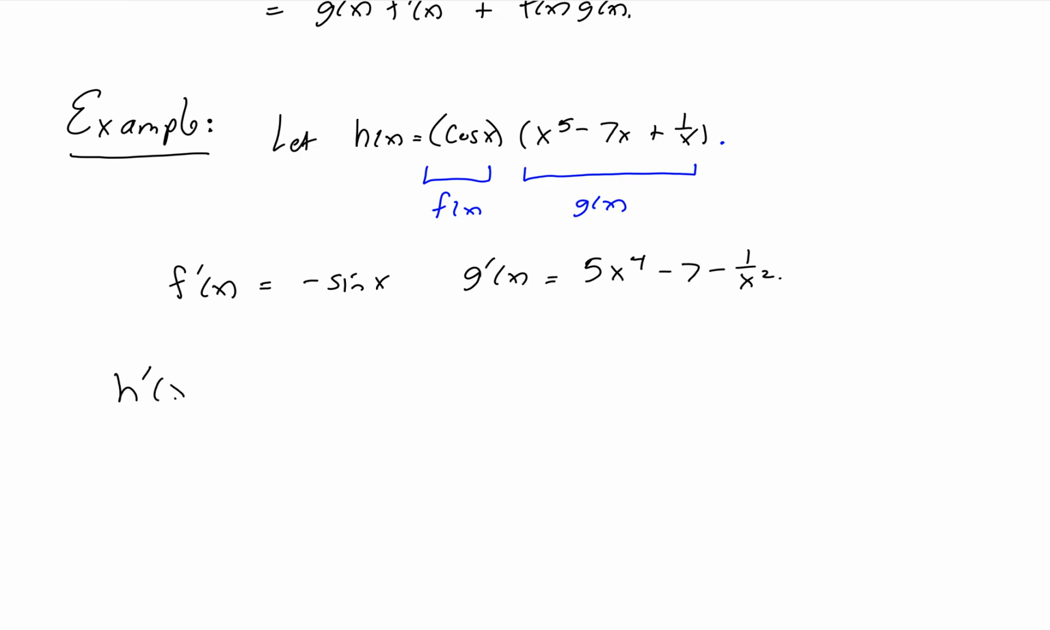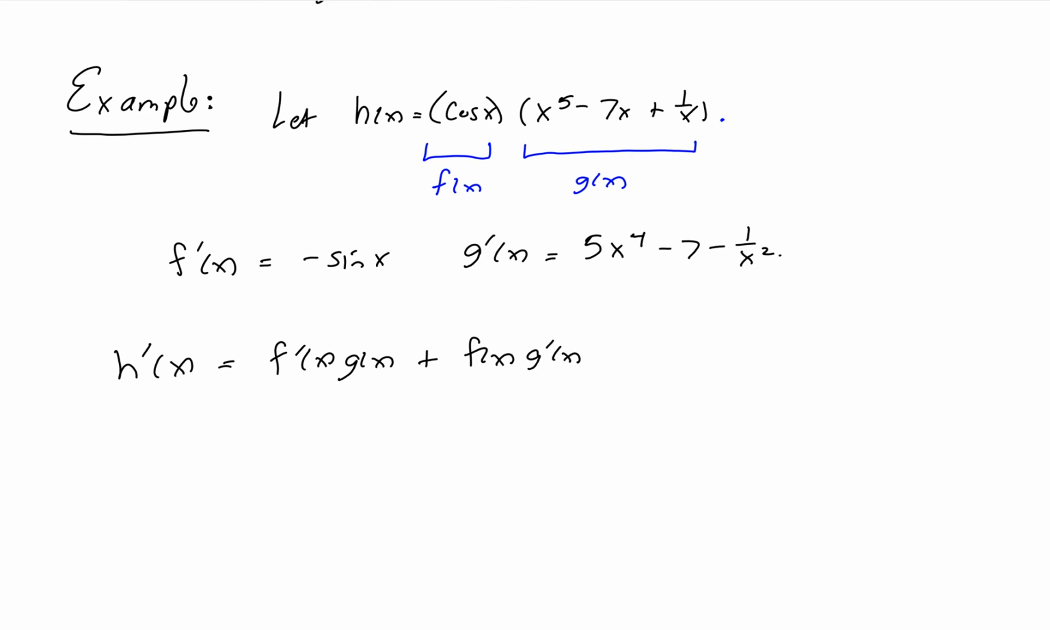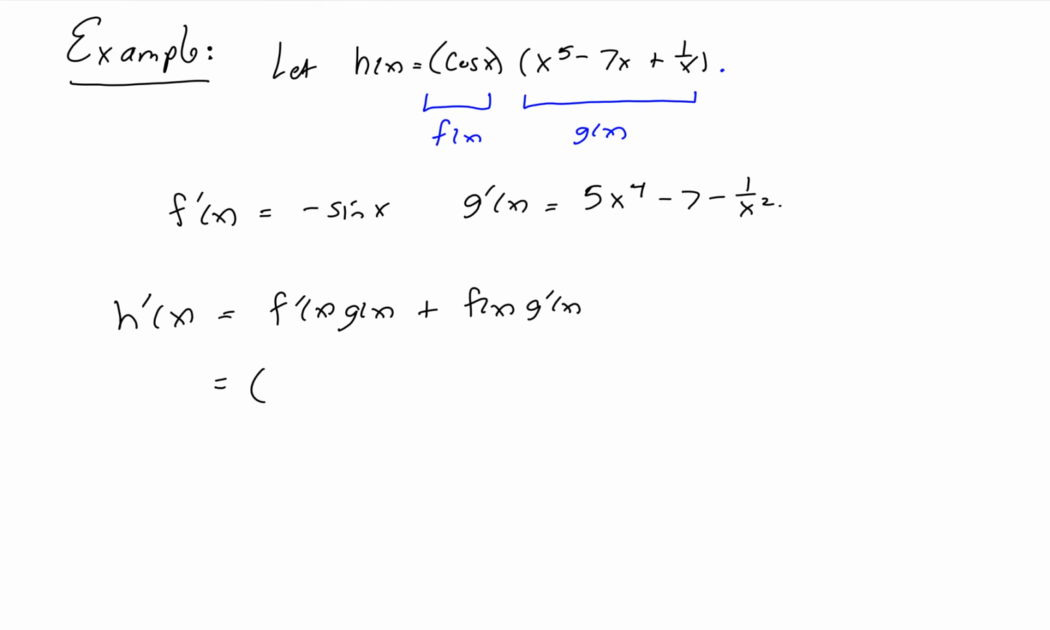So the product rule says that the derivative of h should be the derivative of f times g plus f times the derivative of g. And now since we've taken these derivatives, we can just plug these in. So the derivative of f was negative sine x, and then we just stick g in there with no changes, and then we put f in there with no changes, and now put the derivative of g in there. And that's our derivative.